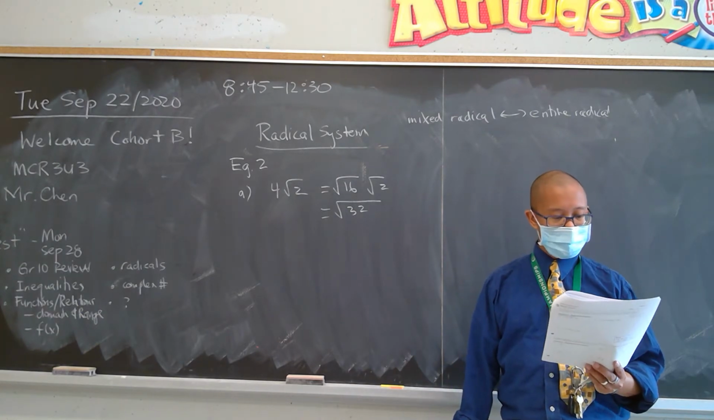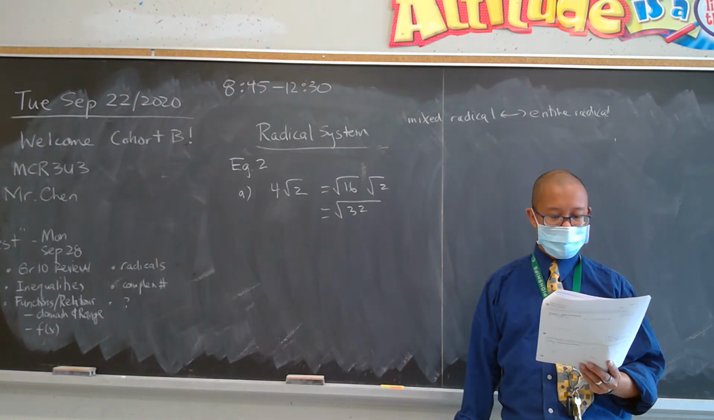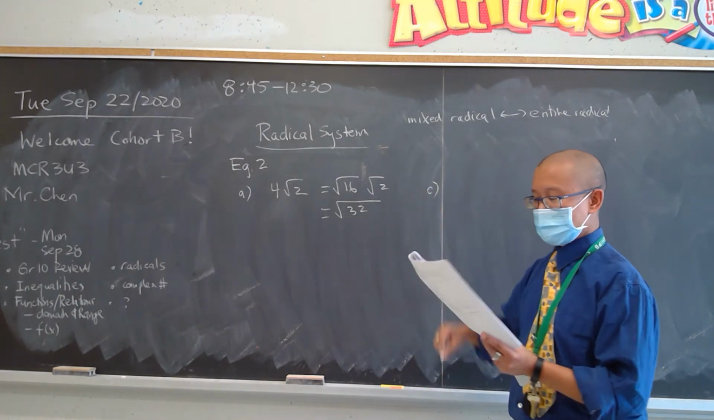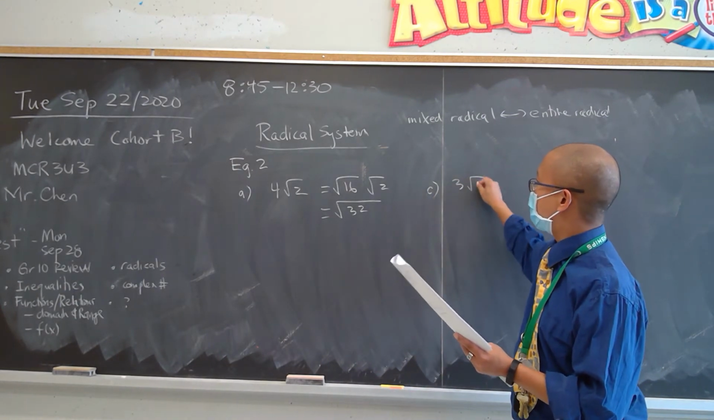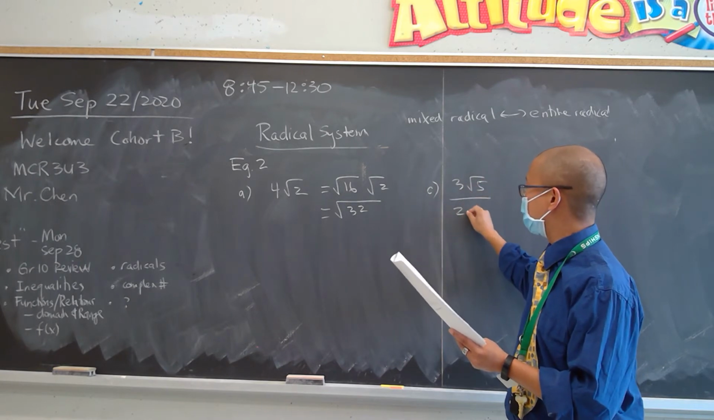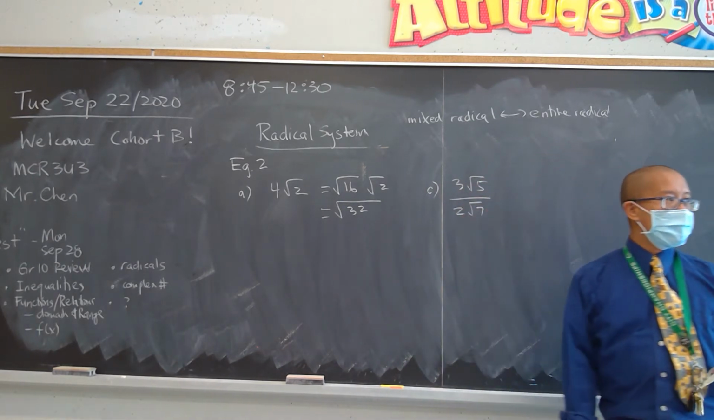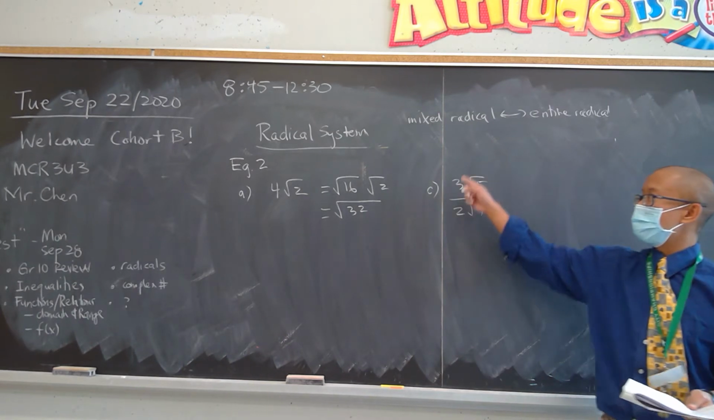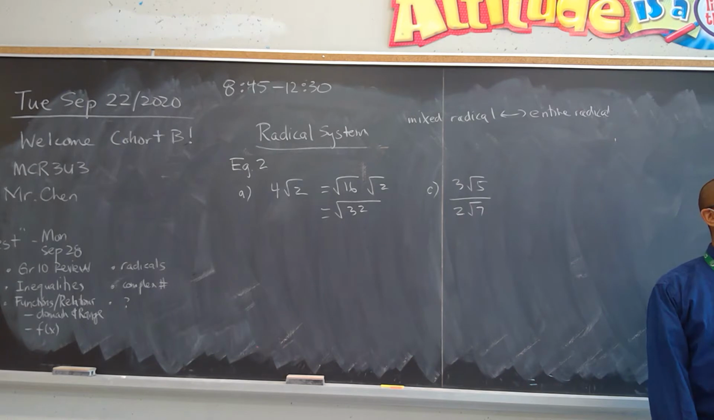Let's just do one more. Let's do question C. Question C is 3 root 5 over 2 root 7. And again, many of you might not have done this in grade 10, so don't feel bad. A couple ways of doing it. Any volunteer want to start us off? You can do it slowly. Jasmine, want to try?